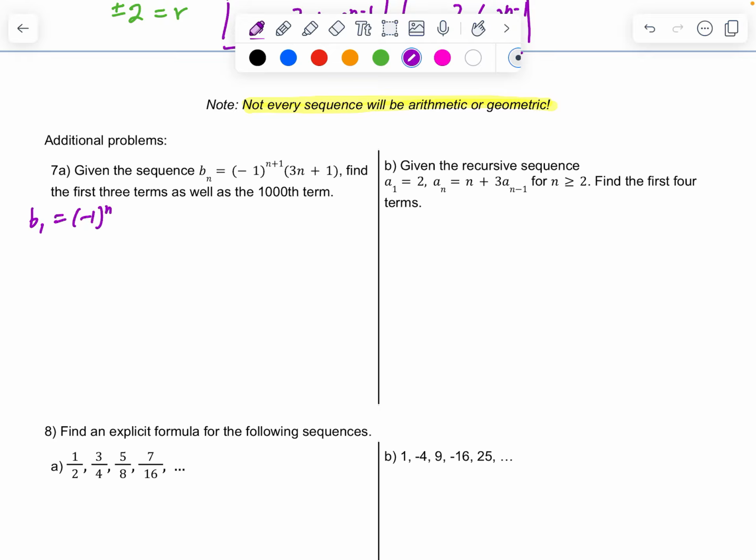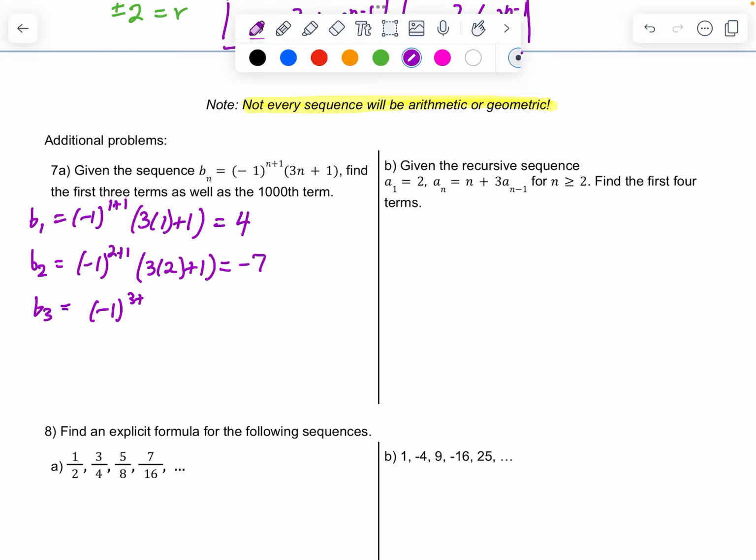So negative 1 to the 1 plus 1 times 3 times 1 plus 1. Wherever I'm seeing n, I'm plugging in 1. That comes out to be 4. The second term is the same thing. So 2 plus 1, and then 3 times 2 plus 1. That comes out to be negative 7. Again, you can use your calculator for that.